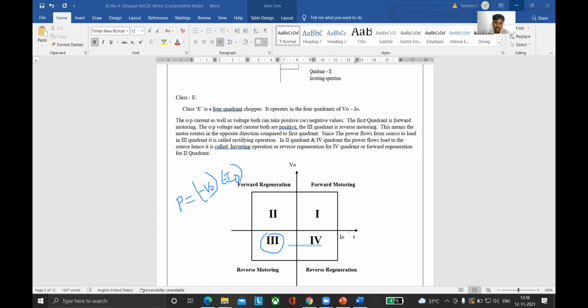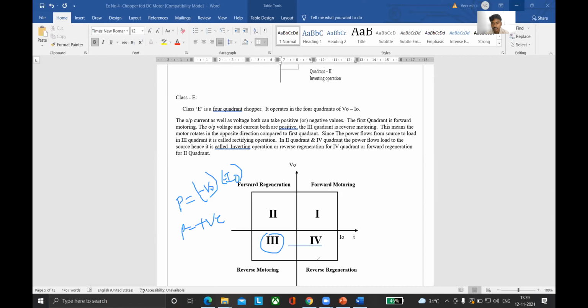Next, in the same way, reverse braking. Forward motoring, forward braking, reverse motoring, reverse braking. Okay, in the third quadrant it still works as a motor, which means it converts electrical energy into mechanical energy because the power is positive. Positive power means the power flows from source to load.